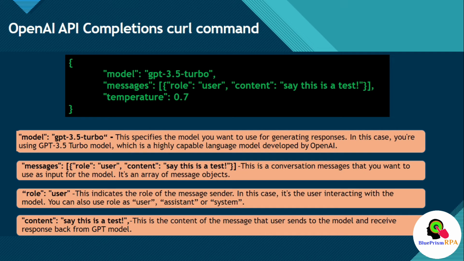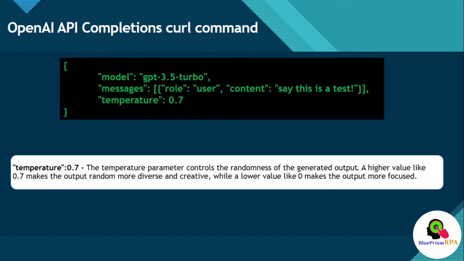This is the content of the message that the user sends to the model and receives the response back from the GPT model. So whatever you pass in the content, based on that content, the temperature, the role and the model, you will get the response. Now the last one, that is temperature 0.7.